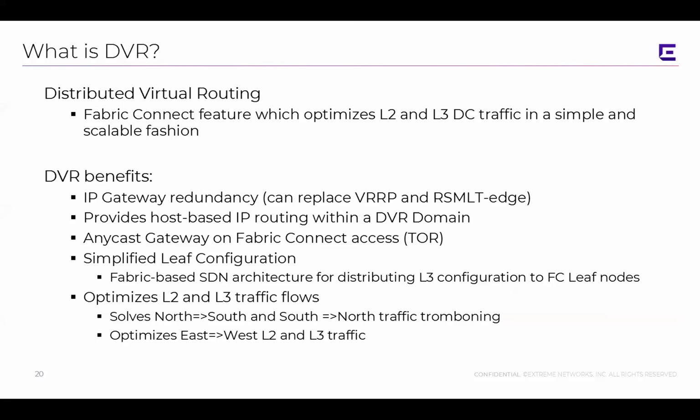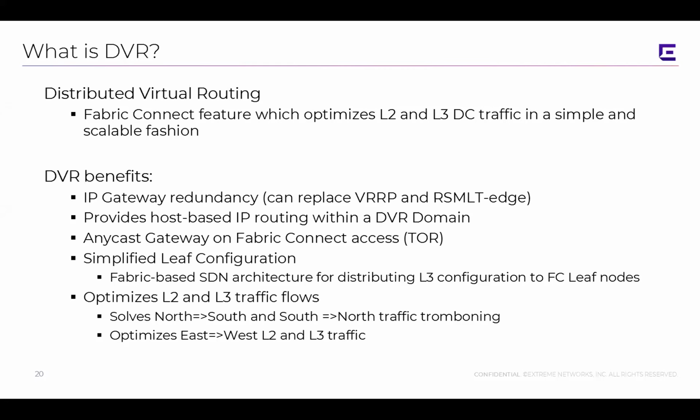Okay, but what does it give? The thing is that it can replace VRRP and RSMLT. RSMLT is, well, also a Fabric feature. But if you have some third-party network, then most probably you are using VRRP for the L3 redundancy and high availability.